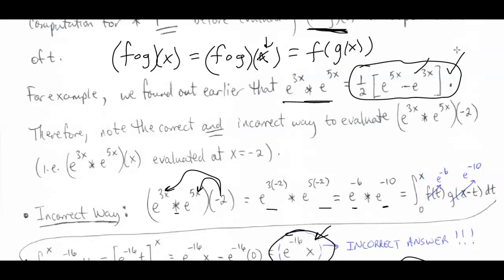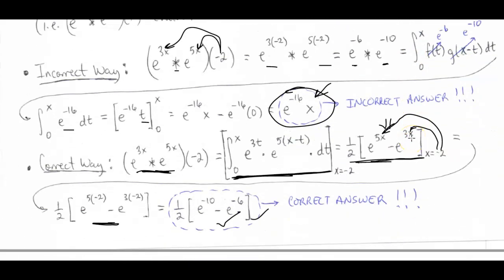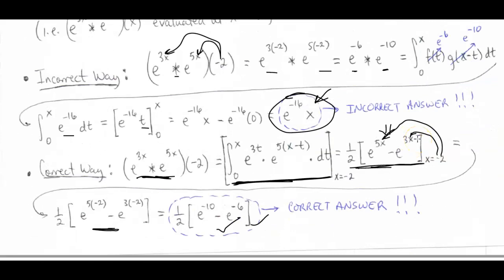So I just want to make sure that you know that if you're asked to convolve two functions and evaluate that result at a particular value of x or t or whatever, you do that correctly. Okay. All right. So this concludes the first video in this video series on convolution.